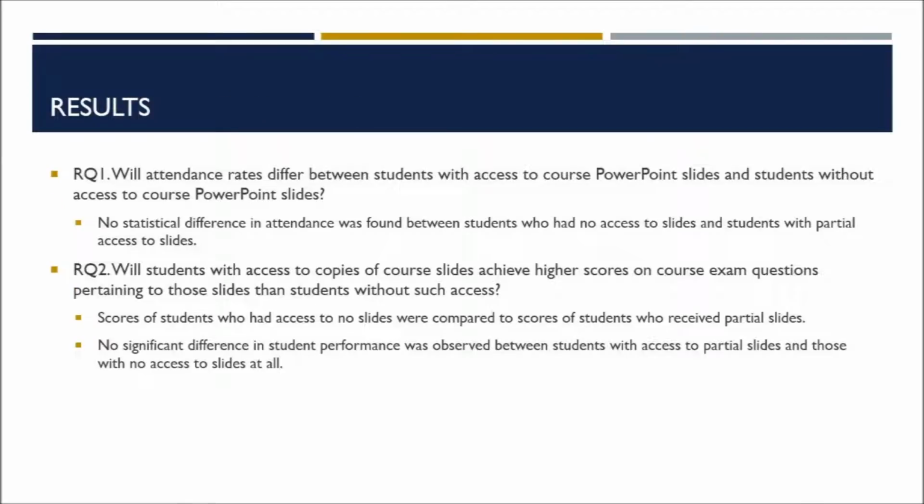Let's take a look at the results, starting with the research questions. Research question 1 asked if attendance rates differ between students with access to course slides and students without access to course slides. The researchers found no statistical difference in attendance between students who had no access to slides and students with access to partial slides.